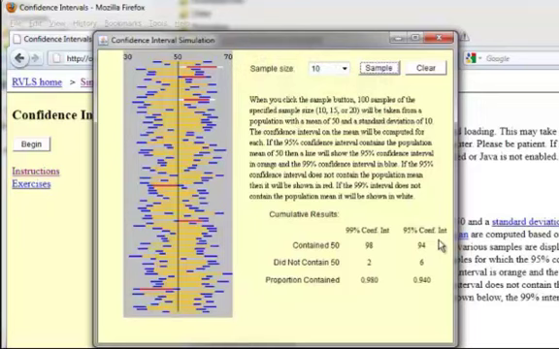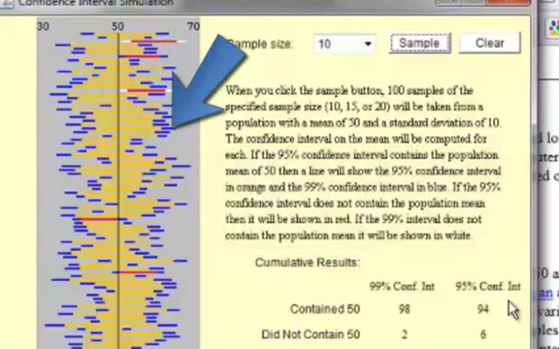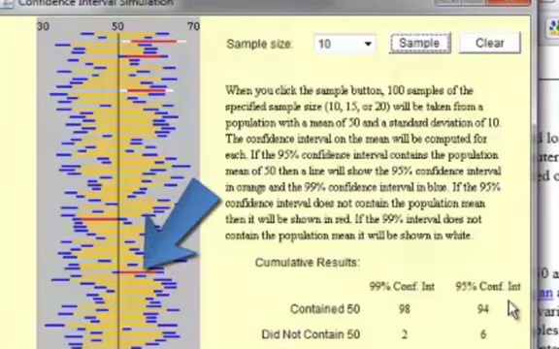So that's what they're talking about here. They say if the 95% confidence interval contains the population mean of 50, then the line will show the 95% confidence interval in orange. So that's what most of these are. The 99% confidence interval is that little blue part at the edge. If the 95% confidence interval does not contain the population mean, then it will be shown in red. There you go, there are some red ones.